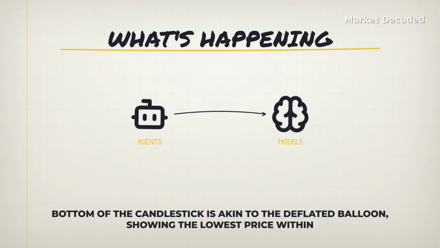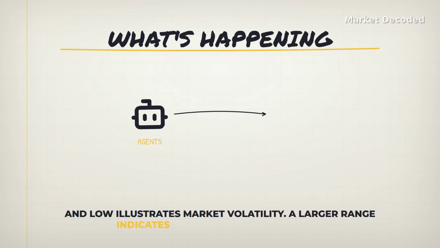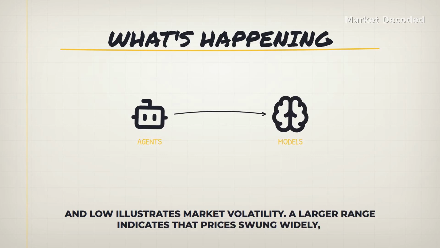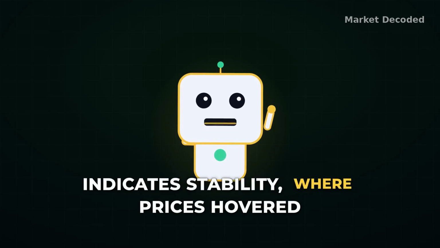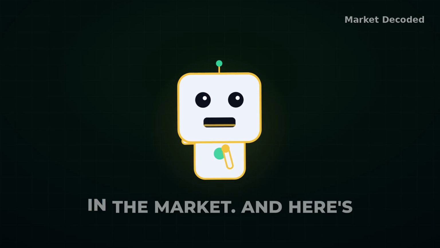Now, why is this significant? The range between the high and low illustrates market volatility. A larger range indicates that prices swung widely, suggesting more significant buying and selling activity. On the flip side, a smaller range indicates stability, where prices hovered around a more narrow band, indicating less excitement or movement in the market.